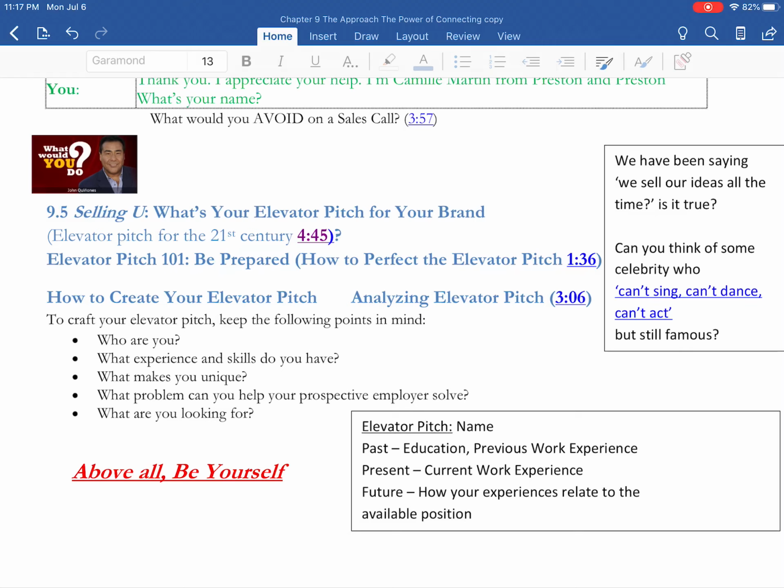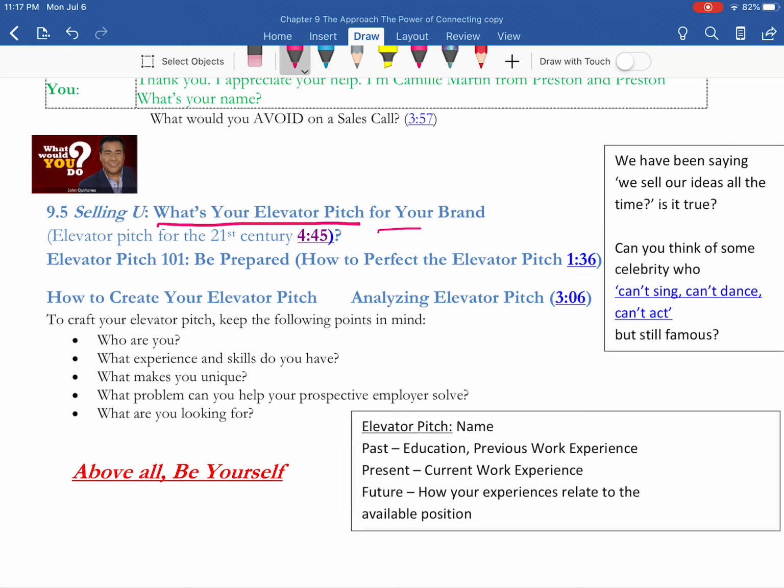As you know, every chapter ends with a section called Selling You. And in the chapter for approach, it is called What's Your Elevator Pitch for Your Brand? So you are a salesperson, you are trying to become a salesperson, and you have to go and appear in interviews. When it comes to these interviews, they have to know who you are, okay? And one of the first questions you will get in these interviews is, tell me about yourself. And for that, how are you going to answer?